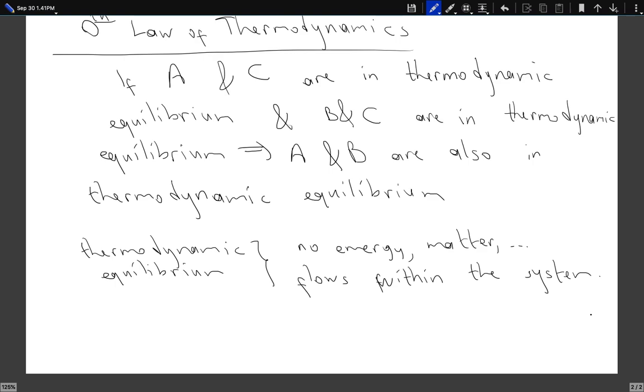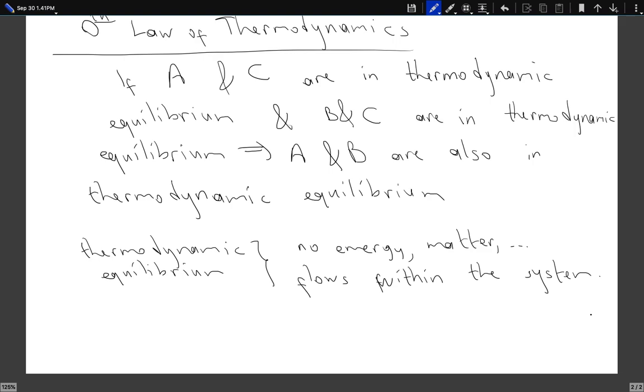For example, we know that the universe is expanding. So nothing is in thermodynamic equilibrium if you consider time scales of the order of the age of the universe. Everything will change. But let's say during this classroom, during this hour, this sponge will still be in thermodynamic equilibrium, because in that time scale it does not change.